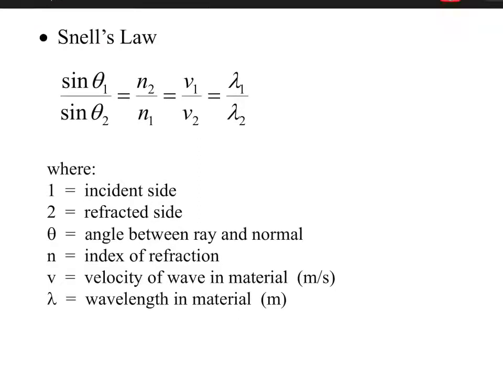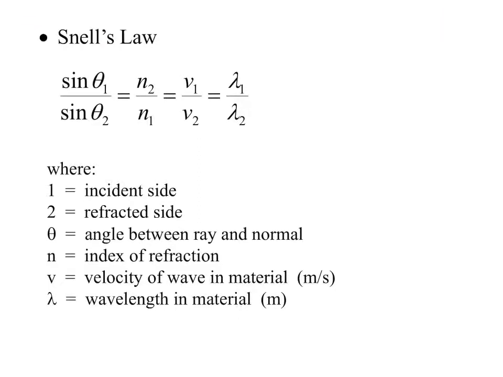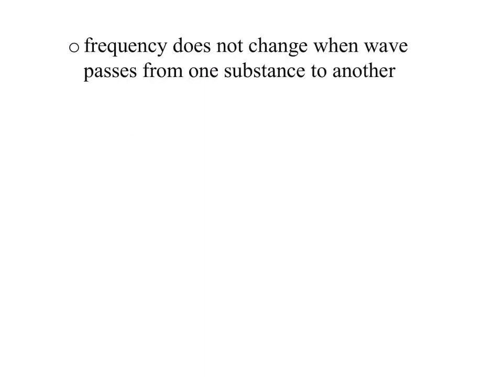V is the velocity of the wave in the material, and lambda is the wavelength in the material. So notice all the 1s and 2s kind of line up except for the indices of refraction. The indices of refraction are the only ones that are flipped, so everything is 1 over 2, 1 over 2, or incident over refracted, except for the indices of refraction. But remember, you don't actually have to remember that. You have the equation in front of you.